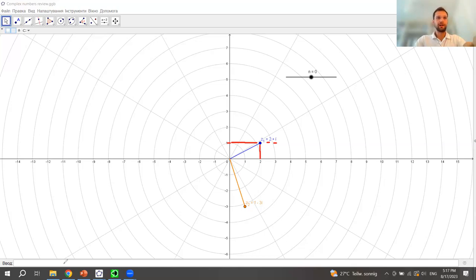Luckily for us, GeoGebra allows us to do all the manipulations with complex numbers. For example, I can ask it to add the numbers, and you can see the result, the sum of Z1 and Z2. As you can clearly see, this is the number 3 minus 2i. If you like addition of vectors, this is more or less addition of vectors. Then, of course, I can do the subtraction, Z1 minus Z2, and I get another number, which is 1 plus 4i.